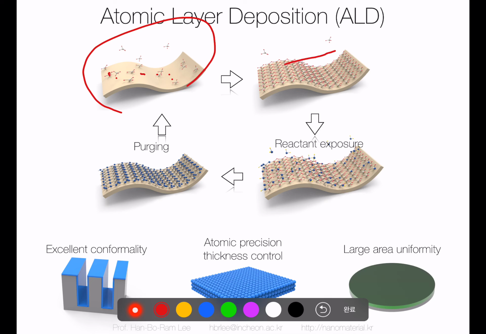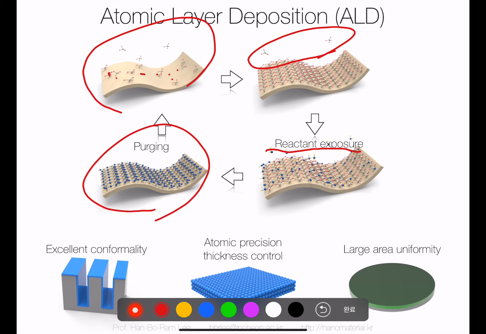After that, the molecules are pumped out, and we expose the surface to the counter reactant. The counter reactant reacts with the precursor, which is already adsorbed on the surface, oxidizing or reducing the precursor, and then it is purged out. So this is precursor exposure, purge, reactant exposure, purge, and then precursor exposure again. One cycle is composed of four steps.